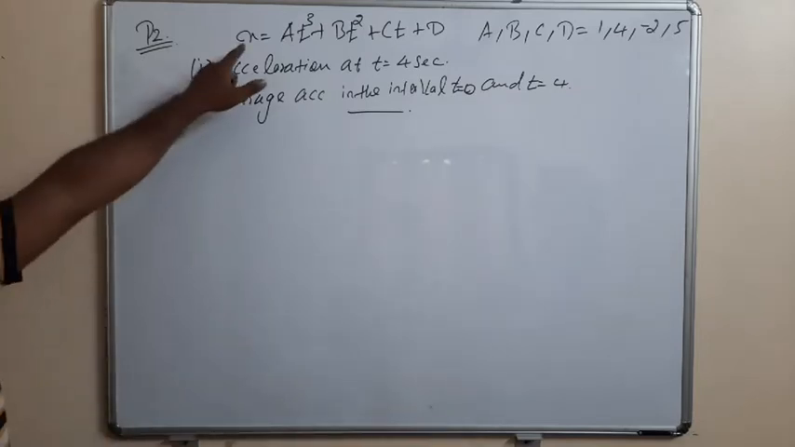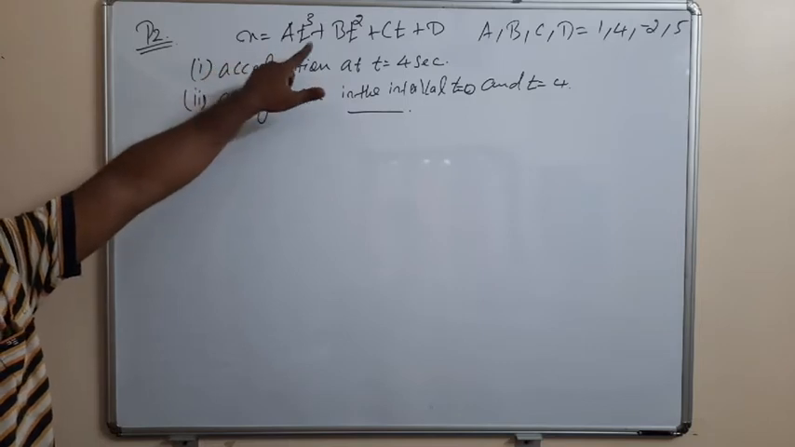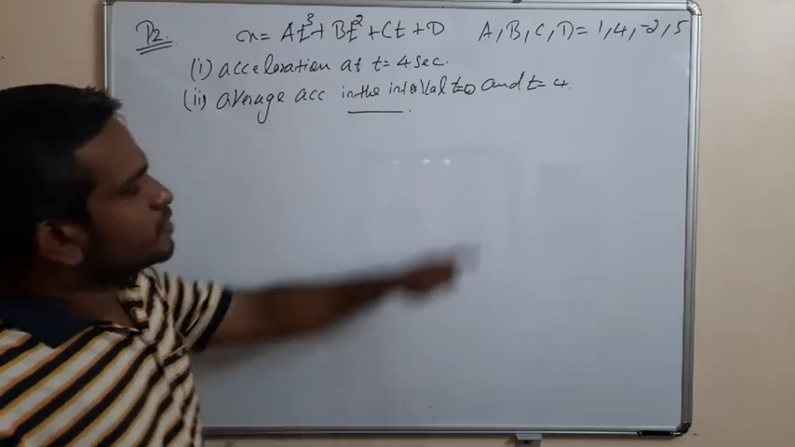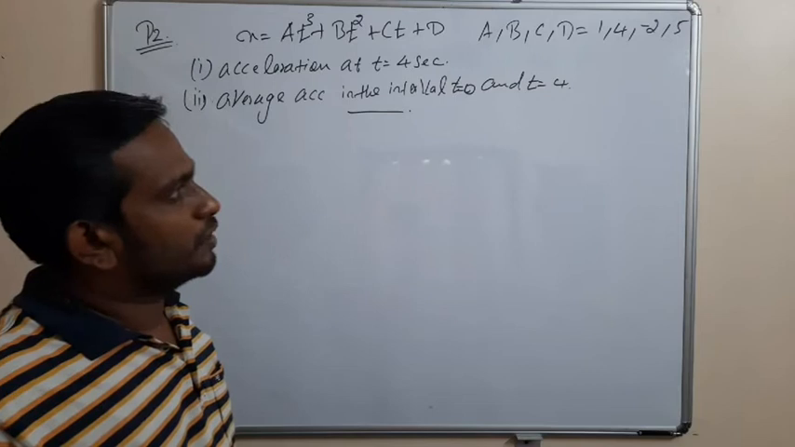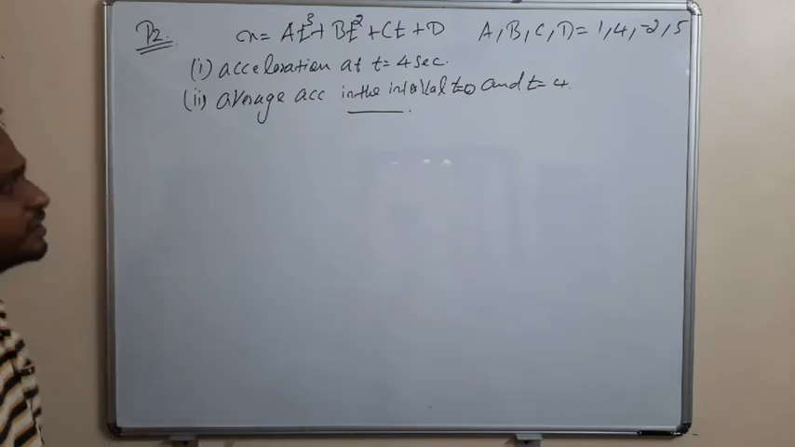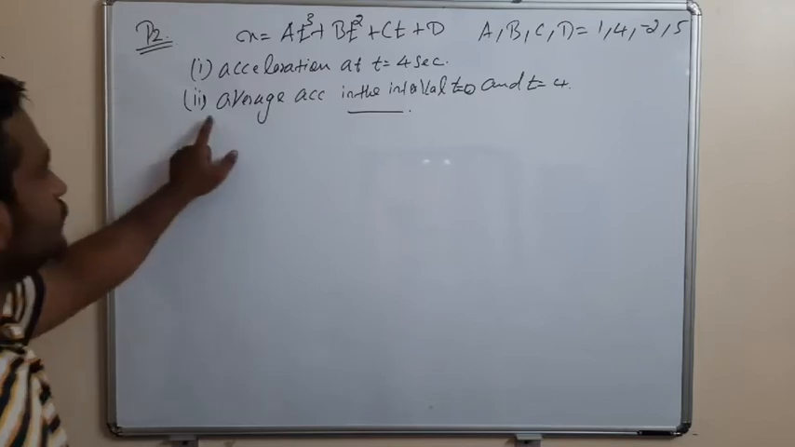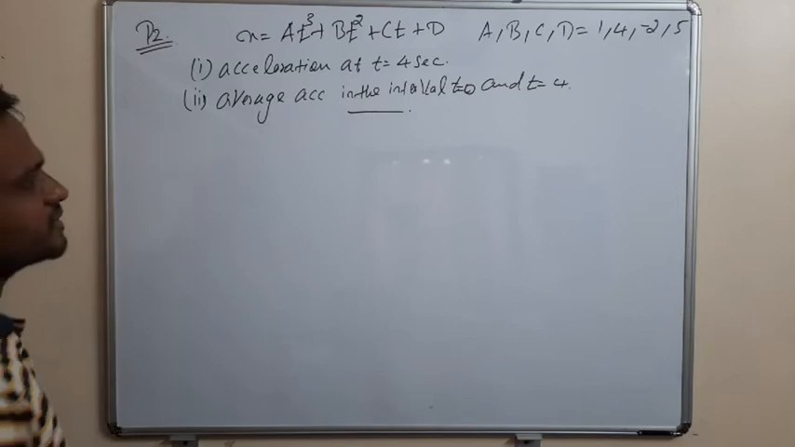Okay, the position of an object moving along the x-axis is given by the equation x = at³ + bt² + ct + d. The numerical values of a, b, c, d are 1, 4, -2 and 5 respectively. We have to find the acceleration at t = 4 seconds, and the average acceleration in the interval t = 0 to t = 4.